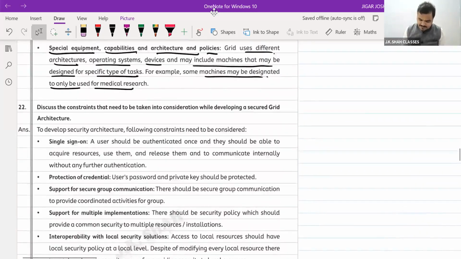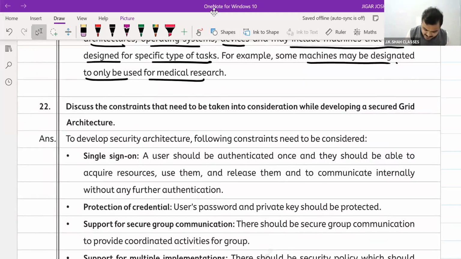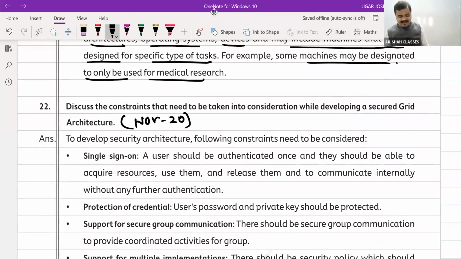Now, next to this question number 22, please mention November 20. This question was already asked in the November 20 examination. Sir, it won't be asked in our exam. No, it's nothing like that. Anything can be asked by the institute at any time.